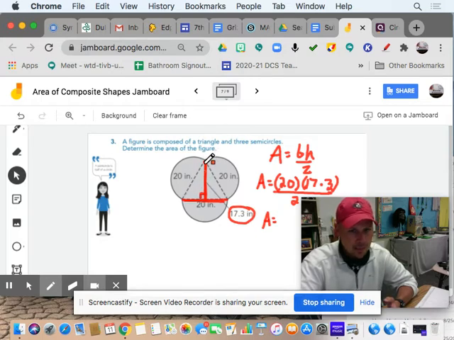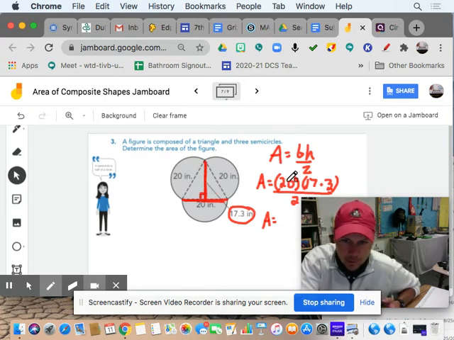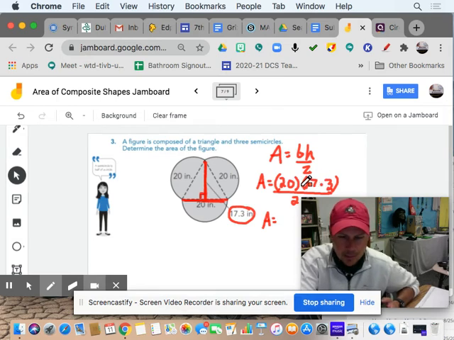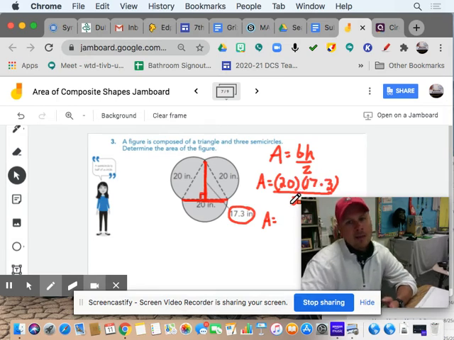This one's coming straight down. This one's going at an angle. So that angled 20 inches is clearly going to be longer than going straight up and down. And that's the 17.3. So I can do the base times the height. That's 17.3 times 20. I can then divide that by 2.